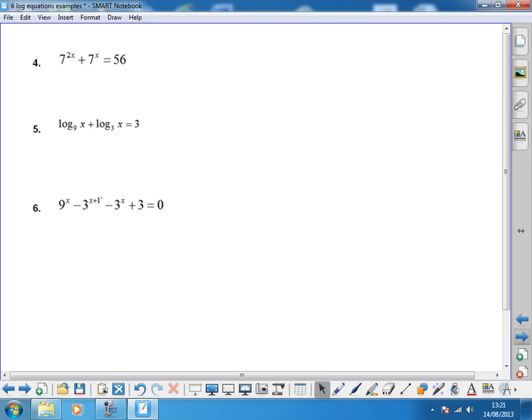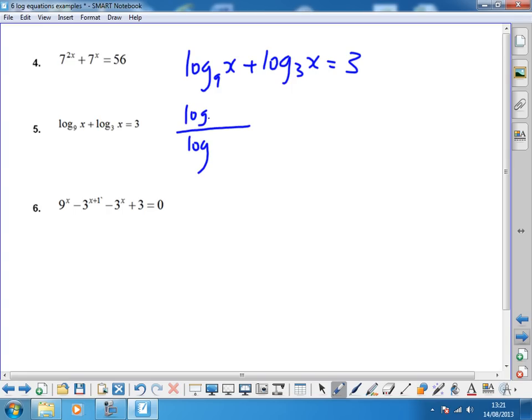Okay, number 5. Oh, we've got another change of base going on. That's nice. I'm going to change the, well, shall I change the 9 to a 3 or 3 to a 9? What do you fancy? 9 to a 3. Okay. So we do a fraction line, write log on the top and log on the bottom, change it to a 3. The x goes on the top, the old base goes on the bottom.